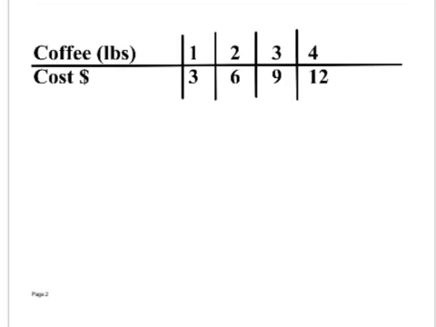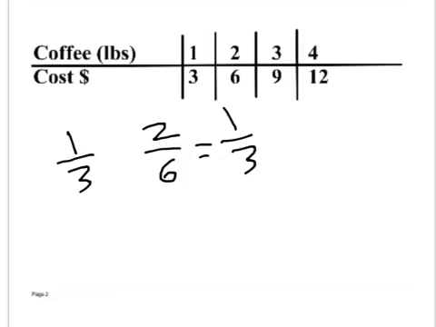If two different ratios are proportional, well, we look at this. Coffee, when it's 1 pound, costs me $3. When it's 2 pounds, it costs me $6. Well, what is 2/6 reduced down to? 1/3. So this increased 1, this one increased 3. If I start from 0, 0, did this increase by 1 and this increase by 3? Yeah.